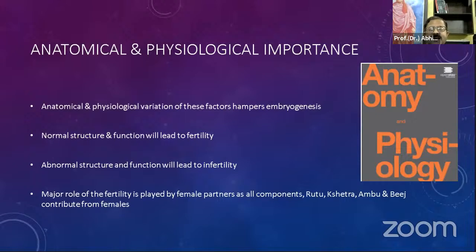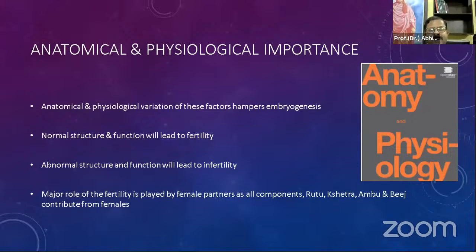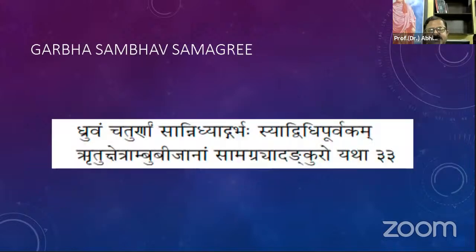The major role in fertility is played by the female partner, because if we see Rutu, Kshetra, Ambu, Beeja, out of that, I will say all the components, Rutu, Kshetra, Ambu and Beeja, are related to the females. Only Shukra, that is spermatozoa, is the one factor related to the male partner. So obviously female health and female psychology are very important in embryogenesis.